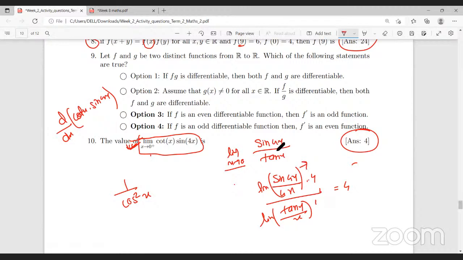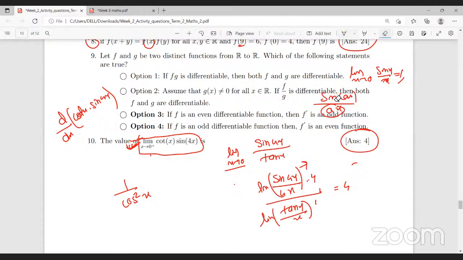So by looking at this function only, I can see that if I can bring this term in this form, I have the standard limit, that is the limit as x tends to 0 of sin x over x equals 1, right? And I can apply this limit. I will try to make that function in this form.